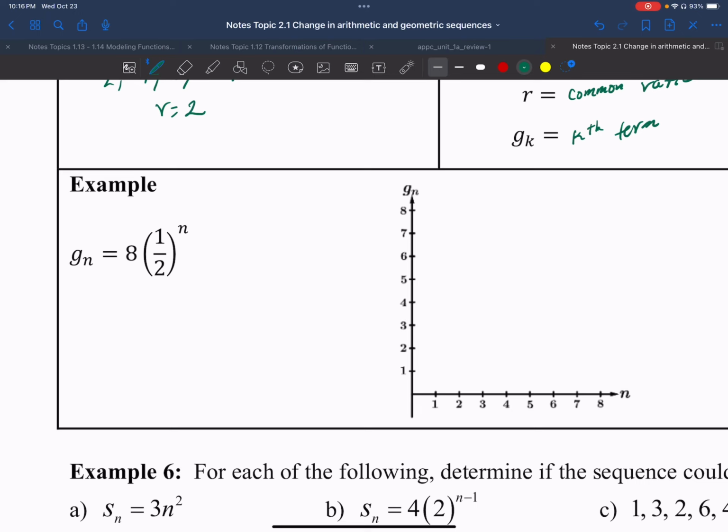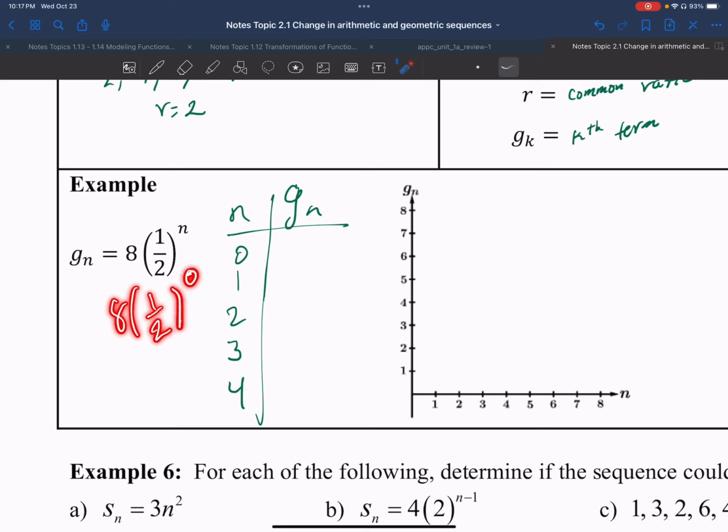The first example, they want us to plot the points so that way we can see the exponential behavior of the points. So I'm going to do the same thing as before. I'm going to plug in my input starting with 0. So 0, 1, 2, 3, and I can go to 4. So when I plug in 0 here, I get 8 times 1/2 to the power of 0. Remember, any number except 0 to the power of 0 will give me 1. So 8 times 1 will give me 8.